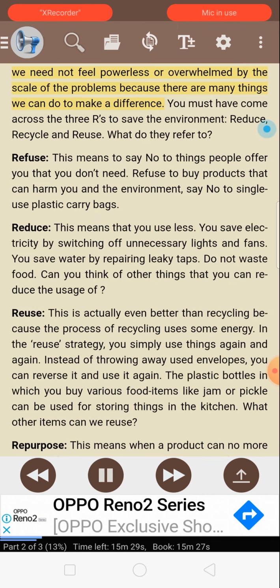We need not feel powerless or overwhelmed by the scale of the problems because there are many things we can do to make a difference. You must have come across the 3 R's to save the environment: reduce, recycle and reuse. What do they refer to? Refuse. This means to say no to things people offer you that you don't need. Refuse to buy products that can harm you and the environment.